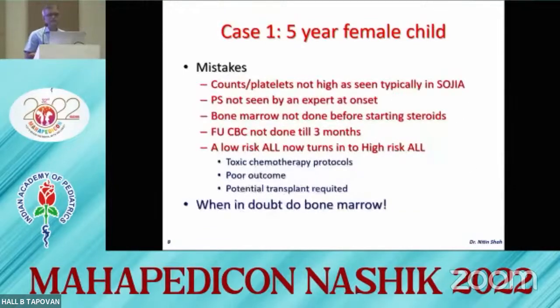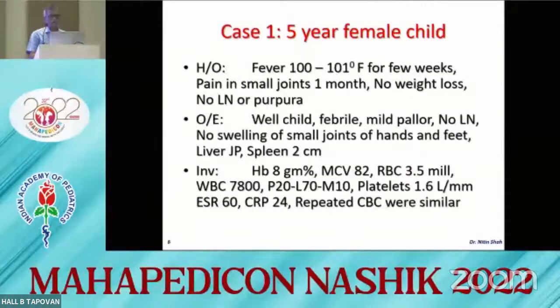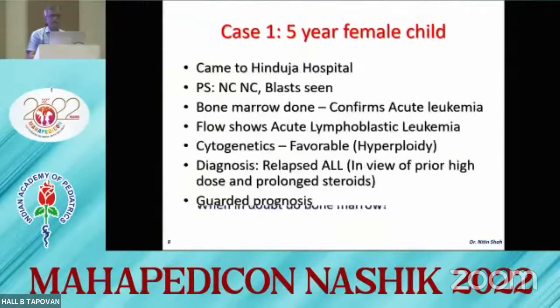So what mistakes happen in this child? Counts and platelets are not suggestive of SOJIA. What are the counts? WBC 7,800. We said the counts are 20,000, 30,000, 40,000. They have neutrophil predominance. Neutrophils are 80%, 90%, which is not the case. The platelets are high. It's an inflammatory response. So there'll be 6 lakh, 7 lakh platelet count. Whereas this child didn't have this type of picture.